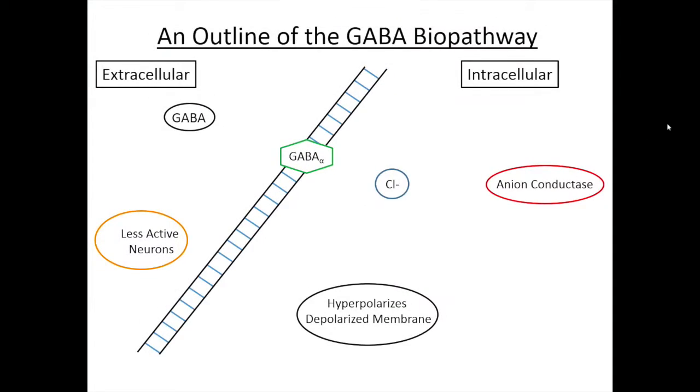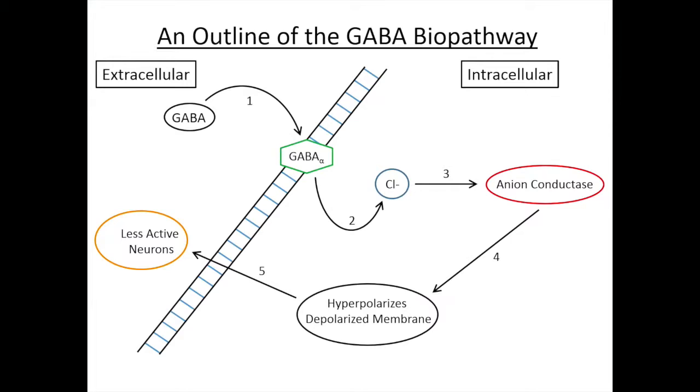The receptor becomes active when GABA binds to the GABA alpha receptor. This triggers a chloride ion to travel down the channel and stimulate the production of anion conductance, which hyperpolarizes depolarized neurons. Through this action, GABA is able to calm down overactive neurons by making them temporarily inactive.